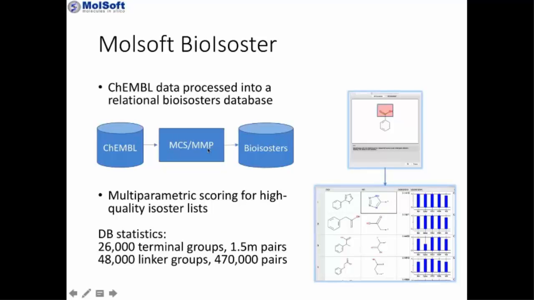So we applied this algorithm to the entire database, and that creates the database that currently contains on the order of 26,000 terminal groups and over 40,000 linker groups, and 500,000 pairs for the linkers, and over 1 million pairs for terminal groups. And then it's queried by basically giving it some moiety, and you will see this in a minute.